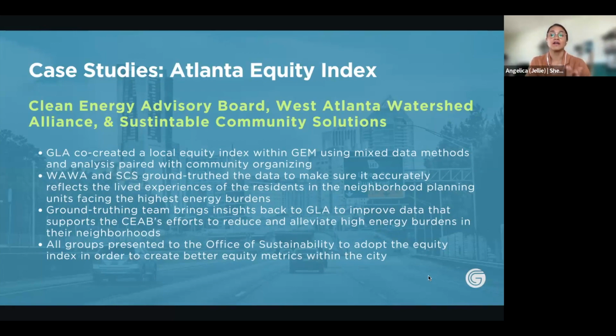So the local equity index is accurately reflective of all of the questionnaires and interviews that we took from over 200 residents within the Atlanta area, and is reflective in the map itself. So it makes it a little bit unique. And then we worked with the Clean Energy Advisory Board to present to the city.